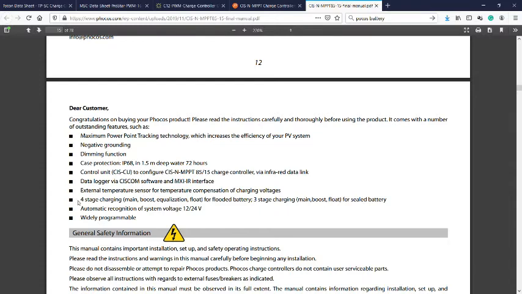It has 4 stage, but the 4 stage is for the flooded battery. This is flooded lead acid. So they have main, boost, equalization, and float. And for the sealed battery, which is AGM and GEL, a 3 stage, which is main, boost, and float. Same thing. Bulk, absorption, and float.